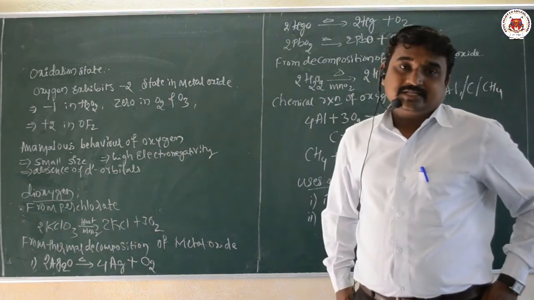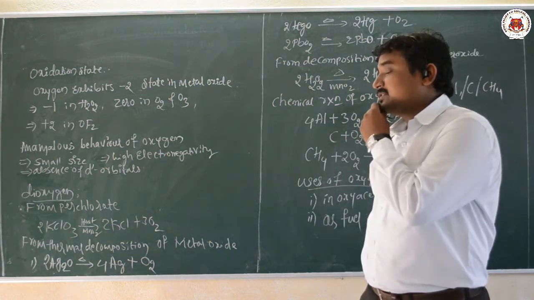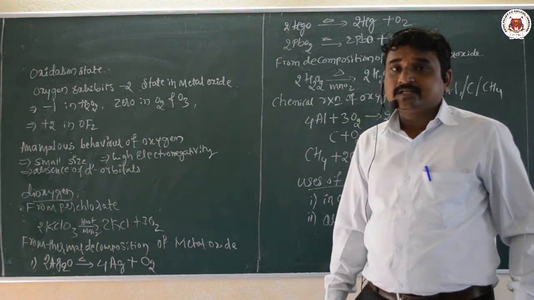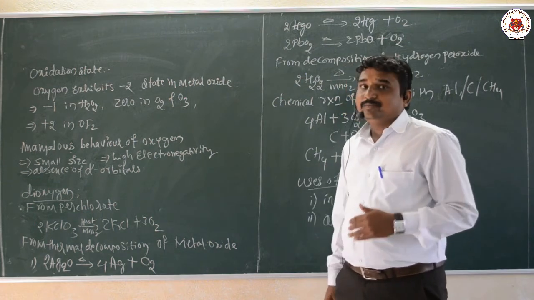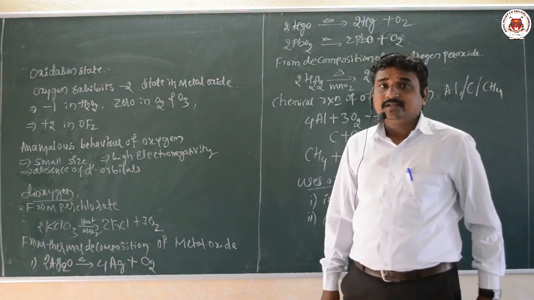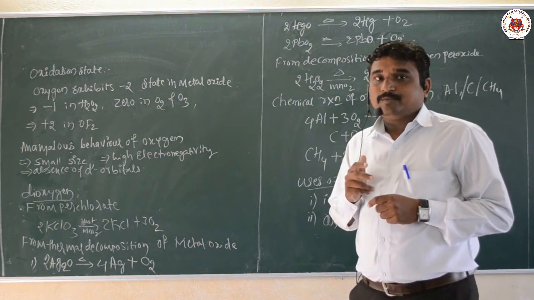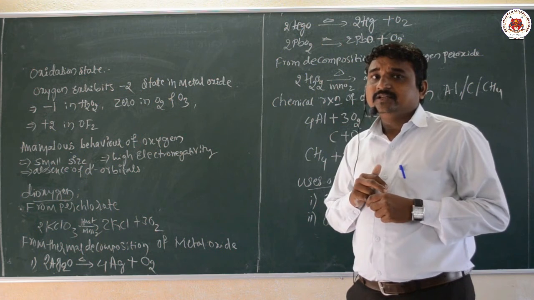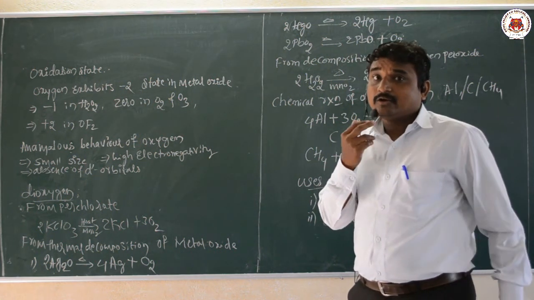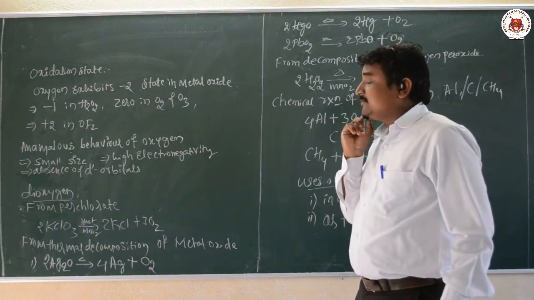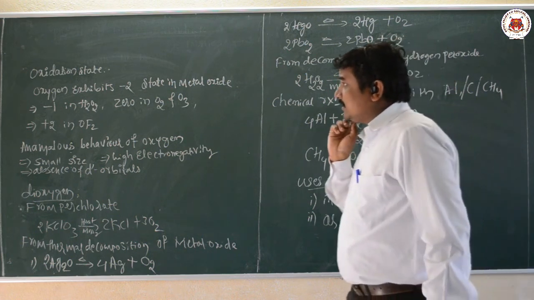So in the last class we discussed some general properties of group number 16 elements. Group 16 consists of oxygen, sulfur, selenium, tellurium and polonium. Down the group the size of the atom increases due to the addition of extra subshells, and metallic character also increases. The top two elements, oxygen and sulfur, are non-metals, the middle two, selenium and tellurium, are metalloids, and the last one, polonium, is a typical metal and it is a radioactive element.